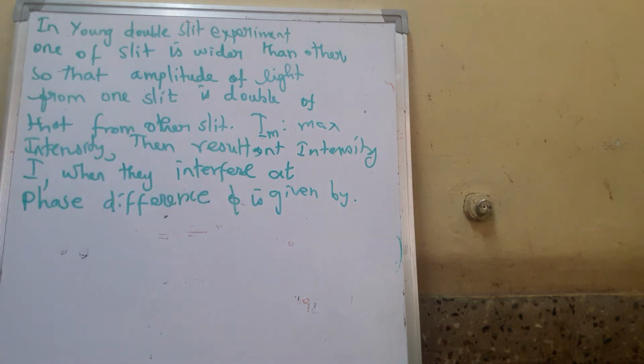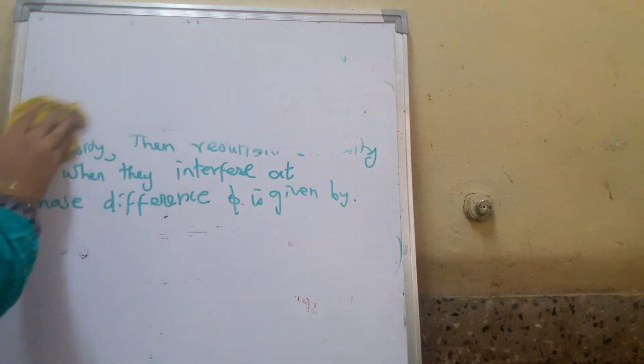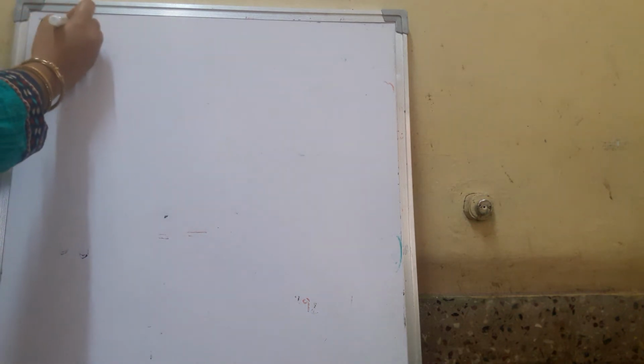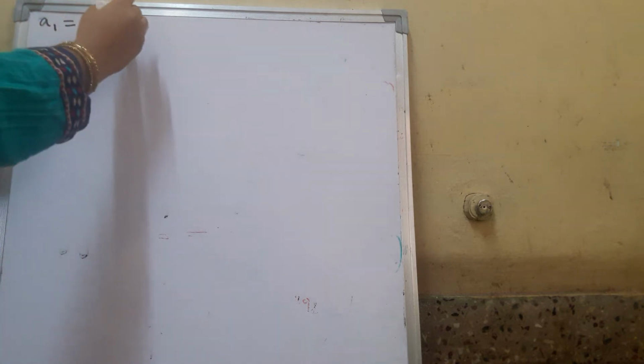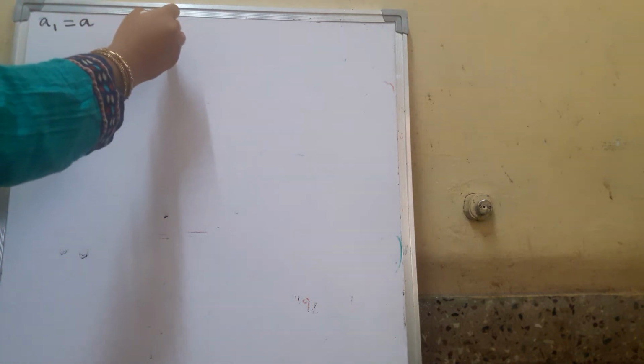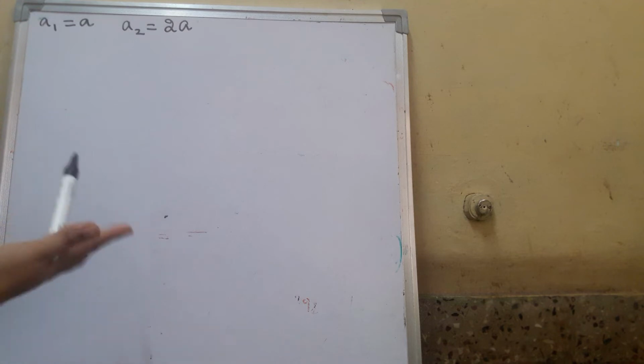So I'm going to erase this question. It's a simple problem. What is the small modification in this problem? One of the slits is wider than the other, so the amplitude of the light becomes double. So let us see how we are going to calculate this. Now A1 is equal to A, and since the amplitude doubles, A2 is equal to 2 times A, because the width has increased.